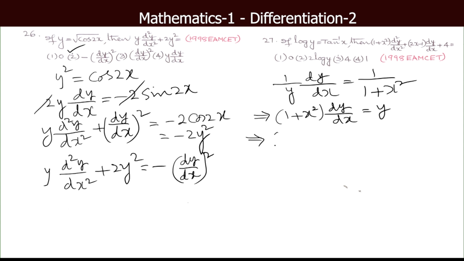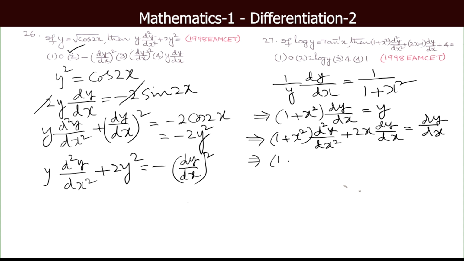Again, differentiate both sides with respect to x: 1 plus x square into d2y dx2 plus the derivative of 1 plus x square, 2x, into y1 is equal to dy dx, derivative of y. So, 1 plus x square into second derivative plus 2x minus 1 into dy dx equal to 0. Well, when this is 0, he is asking this plus 4, which is therefore equal to 4.